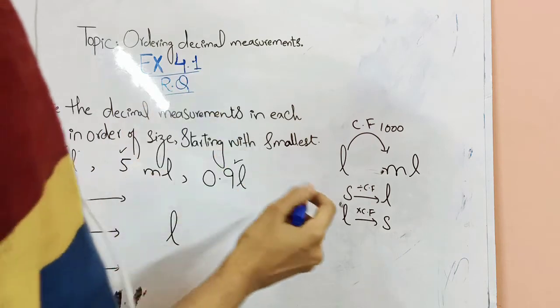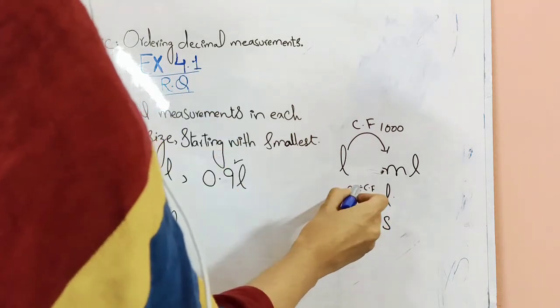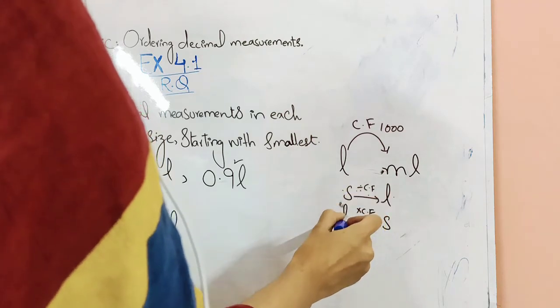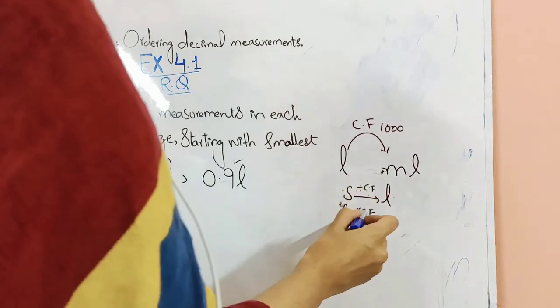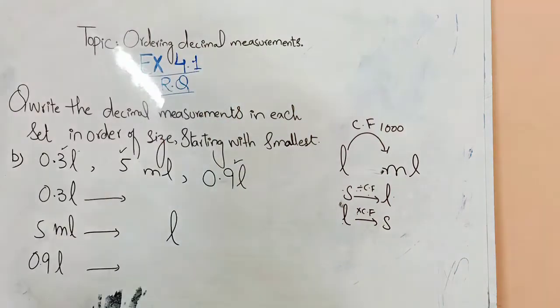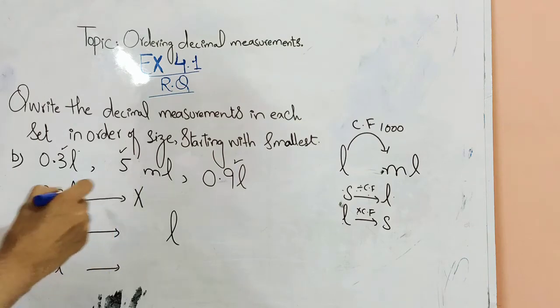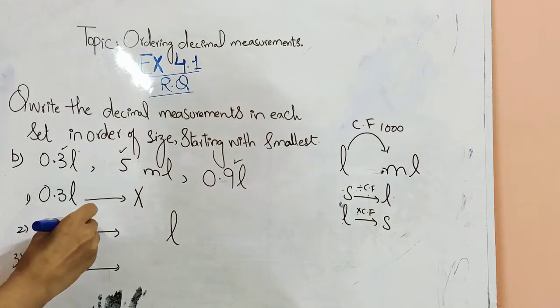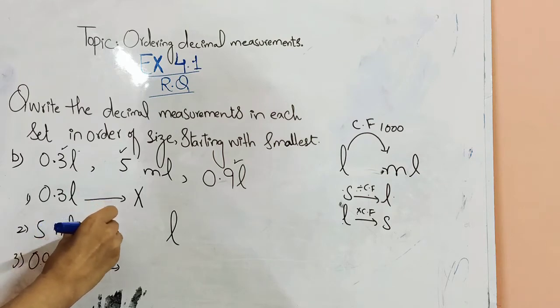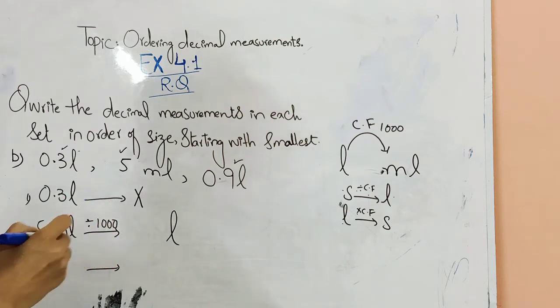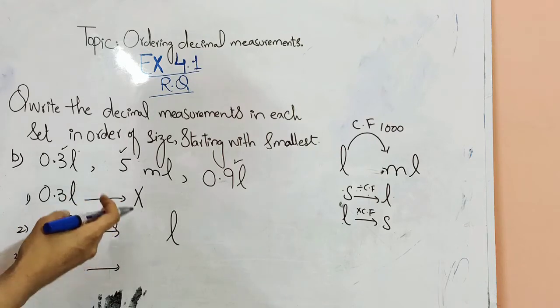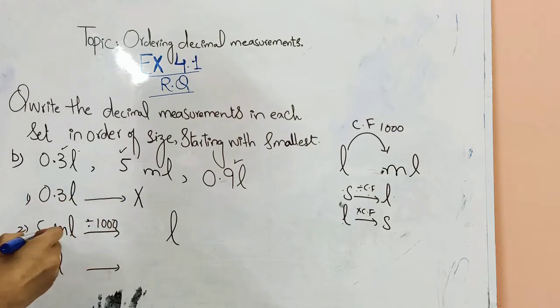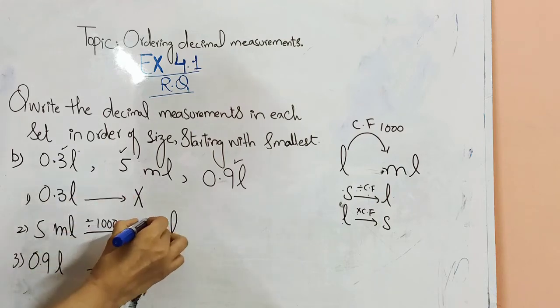Again, keep in mind, if you are converting from smaller to larger, you divide by the conversion factor, and if you are converting from larger to smaller, you multiply by the conversion factor. Now 0.3 liter is already in liters, so no need to convert. Next is 5 milliliter. The conversion factor is 1000, so we will divide by 1000. When we divide by 1000, 100 or 10, our decimal moves towards the left side.